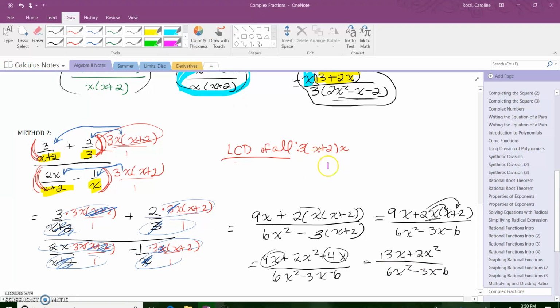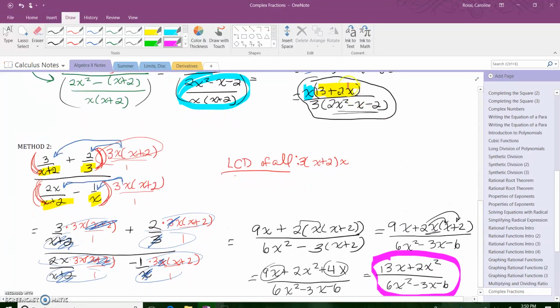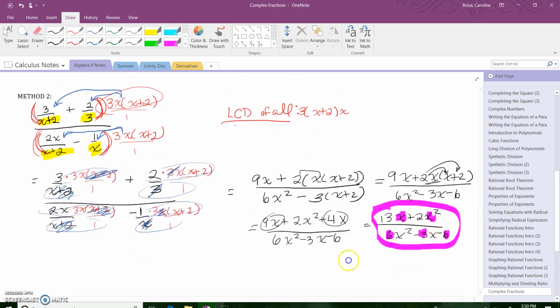So let's take a look at our two answers and see if we actually got the same thing. Here is the method 2 answer. Here was the method 1 answer. They are the same exact thing. If I just took out this x, I would get 13 plus 2x. If I took out a 3 from all 3 of those terms, I would end up with this right here. So we get the same thing either way. You can choose which one you like better. I'm going to do another example here, and then I'm going to give you one to try.